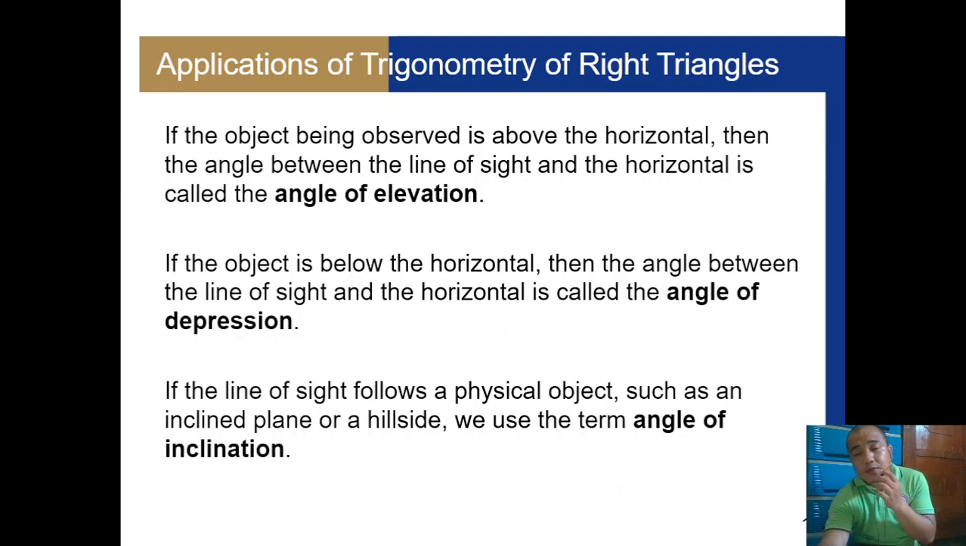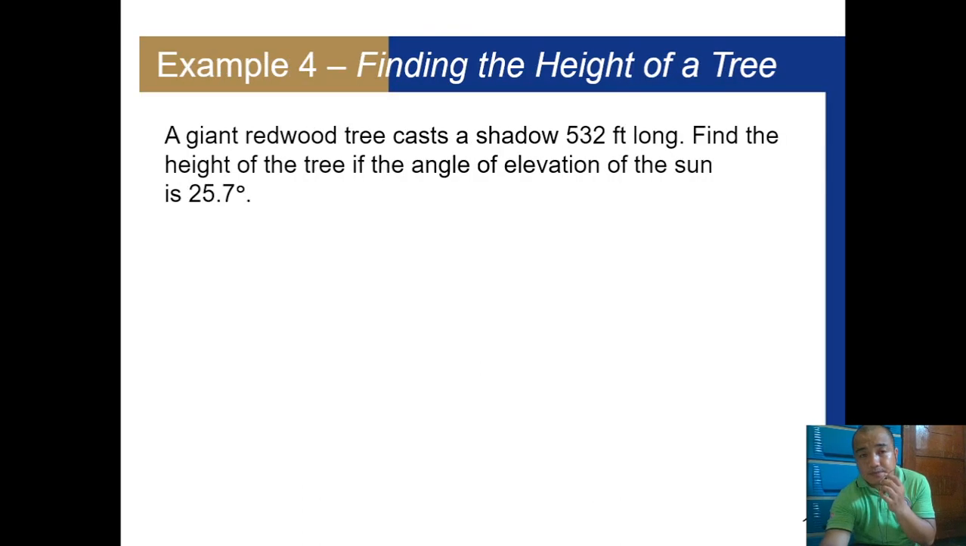If the object being observed is above the horizontal, then the angle between the line of sight and the horizontal is called the angle of elevation. If the object is below the horizontal, then the angle between the line of sight and the horizontal is called the angle of depression. If the line of sight follows a physical object such as an inclined plane or hillside, we use the term angle of inclination.